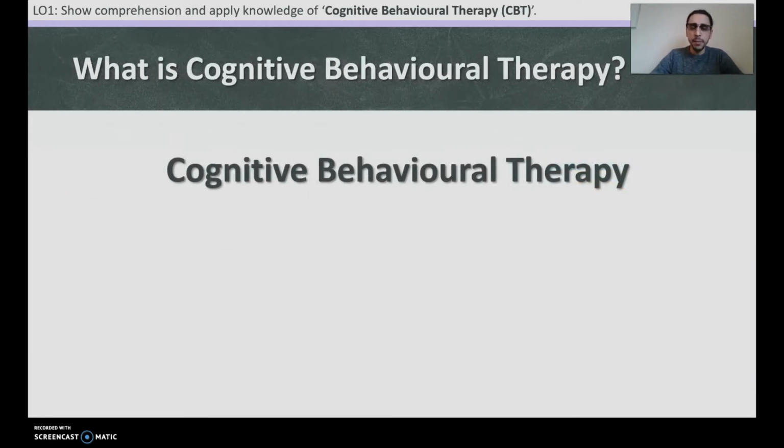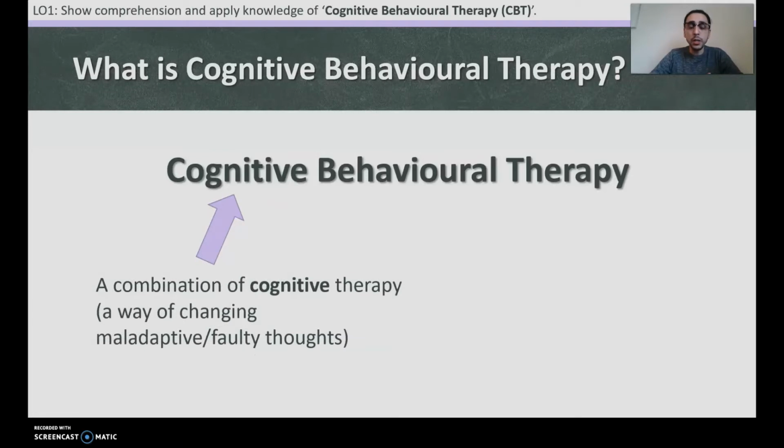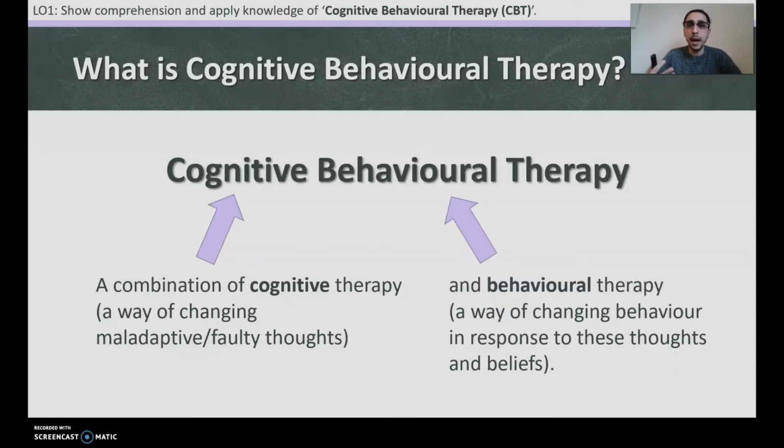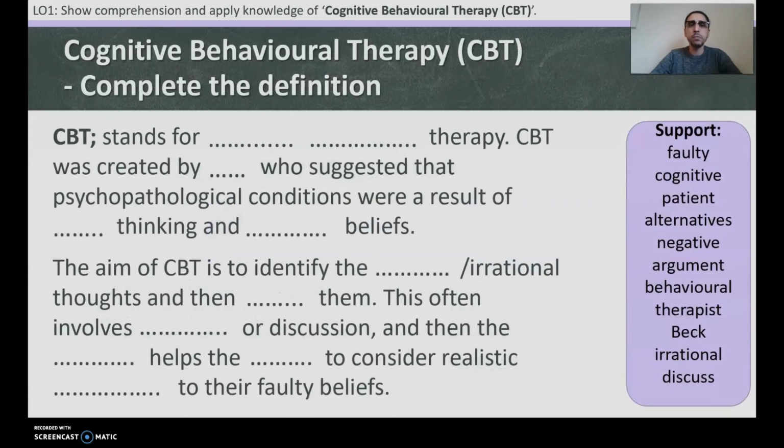Now, cognitive behavioral therapy. The cognitive bit is a combination of cognitive therapy, a way of changing maladaptive or faulty thoughts, and behavioral therapy, a way of changing behaviors in response to these thoughts. Therefore, we get the word cognitive behavioral therapy, CBT. Okay, CBT, it's a long definition.